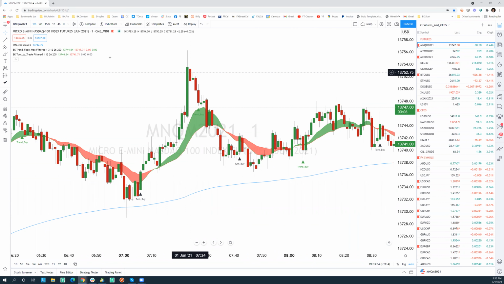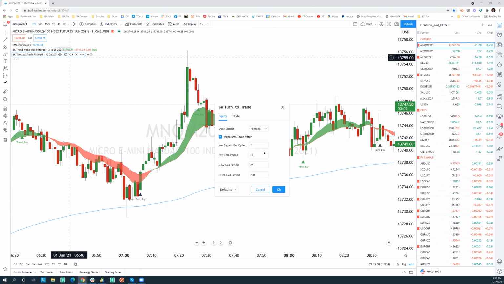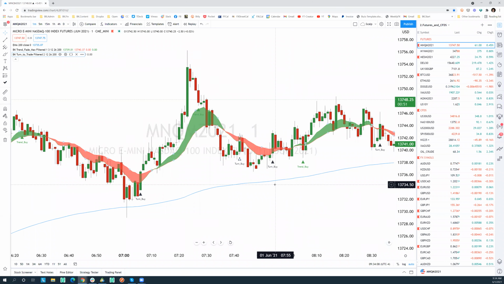First of all, the turn to trade settings have a default of just showing you one signal per cycle, but you could easily change it to two. As a matter of fact, I highly recommend you change it to two, just to show you the critical thing. There's a critical filter you need to make with a turn signal to make it, in my opinion, truly valuable.